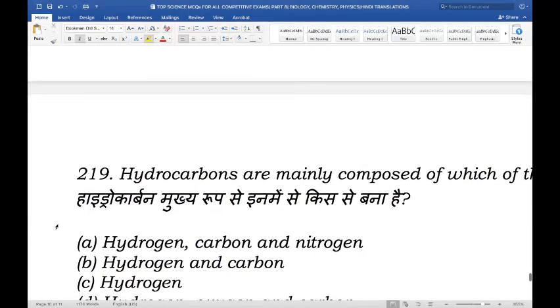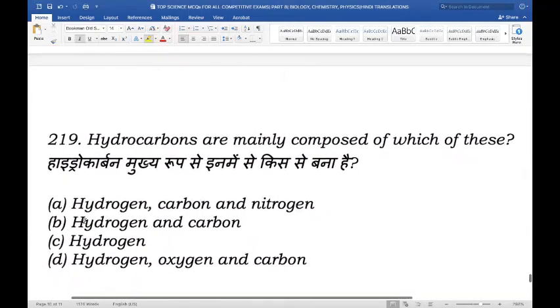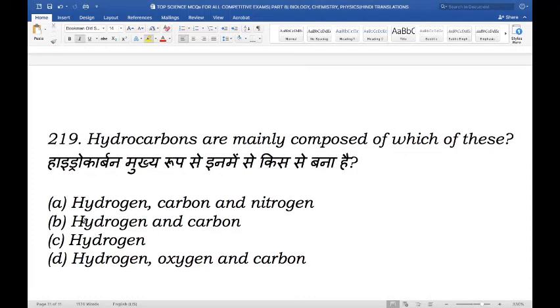Moving on to the next question. Hydrocarbons are mainly composed of which of these? Is it A, hydrogen, carbon, and nitrogen, B, hydrogen and carbon, C, hydrogen, or D, hydrogen, oxygen, and carbon? Hydrocarbon is mainly composed of hydrogen and carbon, which you can easily identify from the name itself, hydro and carbons.